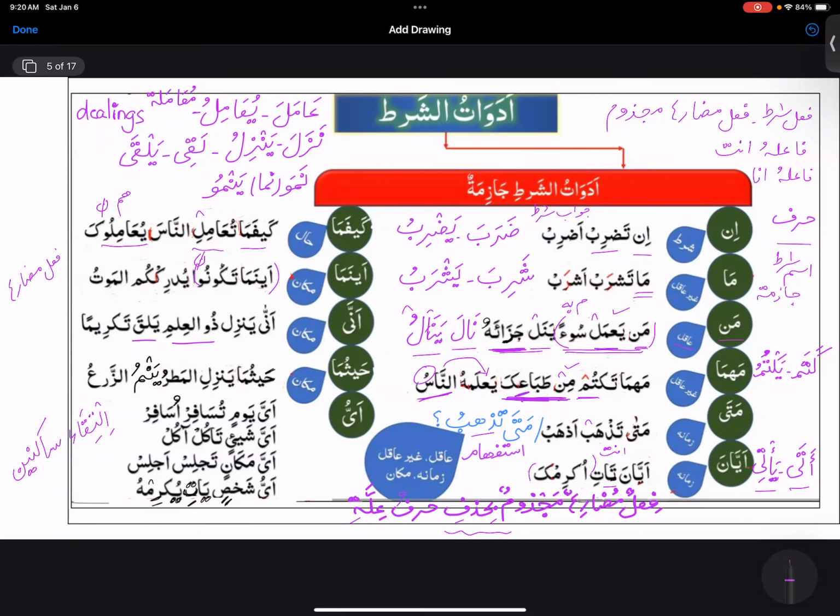Failun mudariun. Now we need to say whether it is marfu, mansub, or majzum. Majzum, right? Failun mudariun, majzum. Now you need to describe how it is majzum. You're going to say bi hazfi noon. Failuhu, and then failuhu antum. Not whom, this is antum. Takunu, starting with ta. So you can say failuhu antum. And now you can say what? Yudrik. One more thing.